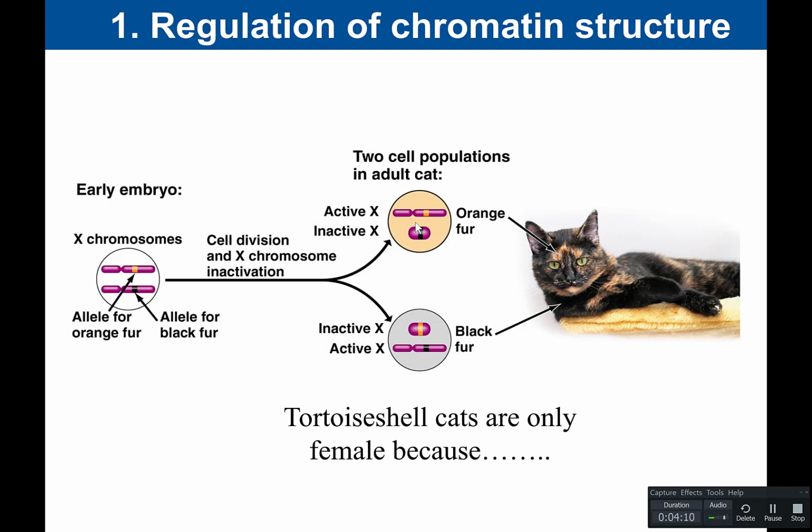And this pattern is not the same between any two cats because X inactivation is a completely random process. So you can have two cats that are genetically identical and yet have a different pattern in terms of their fur color simply due to this random X inactivation, because in some regions the orange allele is going to be active and in other regions the black allele is going to be active.